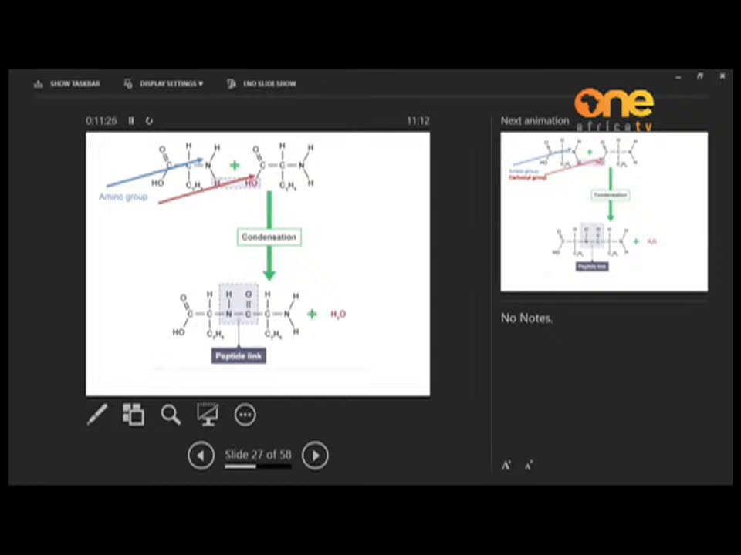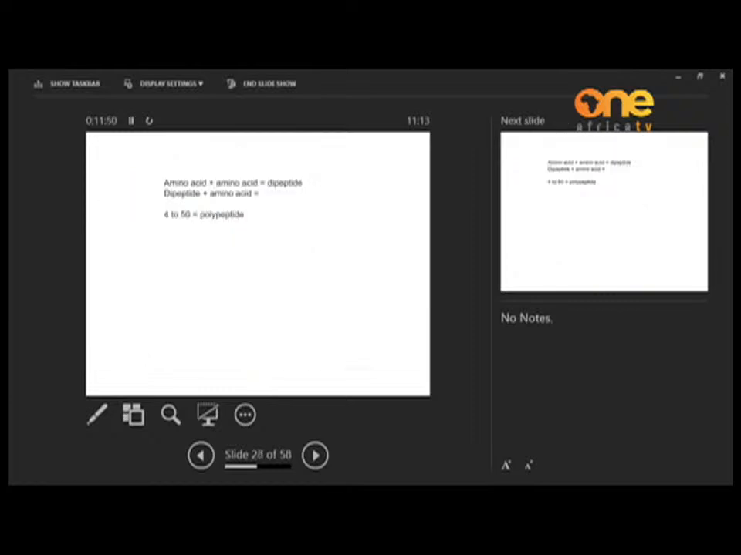And if I have two amino acids, I have a dipeptide. And if I have three amino acids, I have a tripeptide. If all the amino acids link together in a long chain, I have a polypeptide. Good. Right. So, from 4 to 50 amino acids can be a polypeptide. But it is not a protein. A polypeptide is not a protein. Okay?